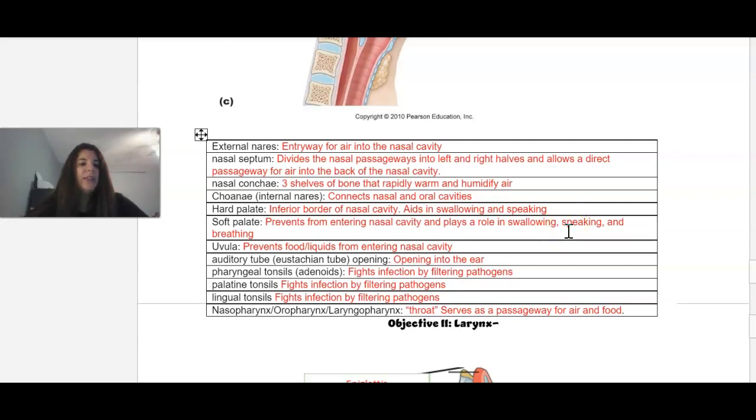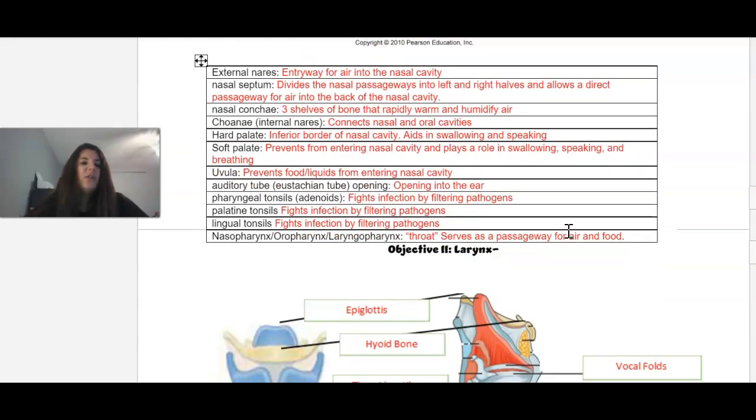It's going to prevent food from entering the nasal cavity, and it plays a role in swallowing, speaking, and breathing. And then your uvula is going to play a role in preventing food and liquids from entering your nasal cavity as well. So this is kind of like a flap that will shut off your nasal cavity so that food and beverages go down your pharynx instead of up your nasal cavity.